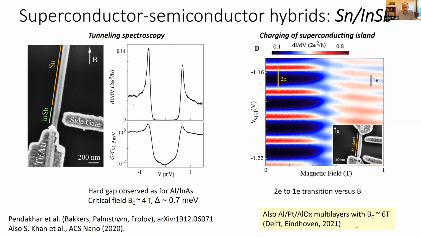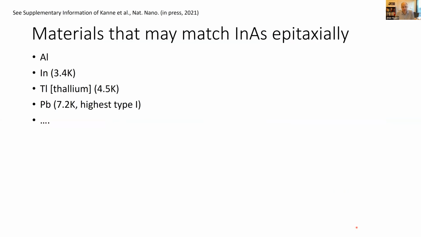But we stick with indium arsenide, and thus that brings me back to the discussion of what materials may match indium arsenide potentially. We already know aluminum. Others that, based on modeling, could match indium arsenide would be indium, thallium, and lead, possibly also others. But these are some of the candidates for superconductors that, at least on pure structural modeling, could make a good match to indium arsenide.